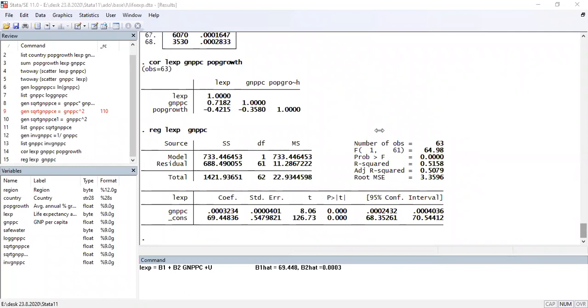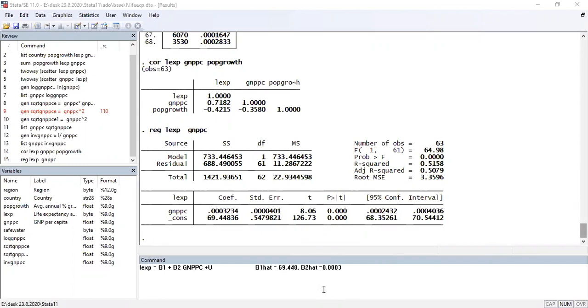Student: Professor, when GNP is equal to 0, then the life expectancy will be 69.448. Professor: Say it again. Student: When GNP equals 0, the life expectancy equals 69.484. Professor: No, you have said exactly what she said. Exactly the same.